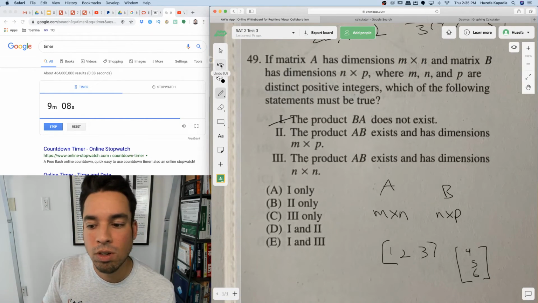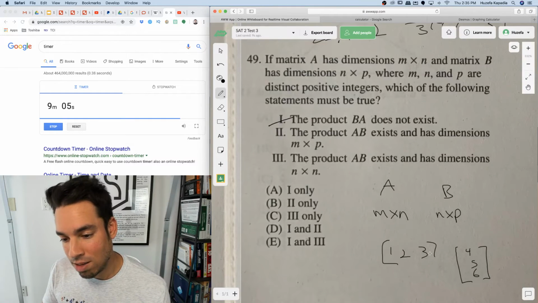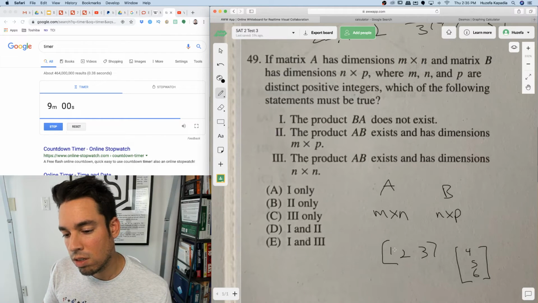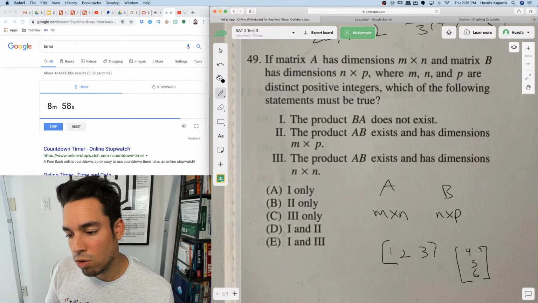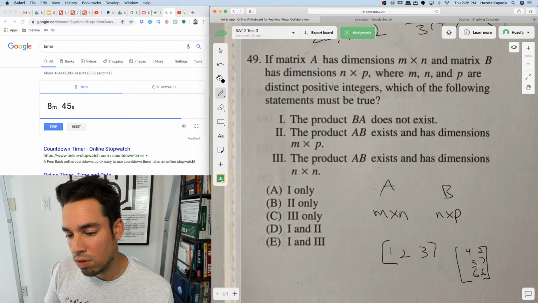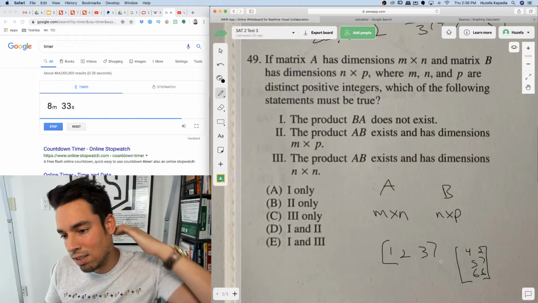Oh, wait a minute. I'm sorry. The number of columns has to equal the number of rows. Because this could have also been 2, 7, 6. This would be boom, boom, boom, and then boom, boom, boom, and then the final one would be 1 by 2. Two by 1. Oh wait, sorry, 1 by 2. Yeah, that's 1 by 3. So actually, BA does not exist.